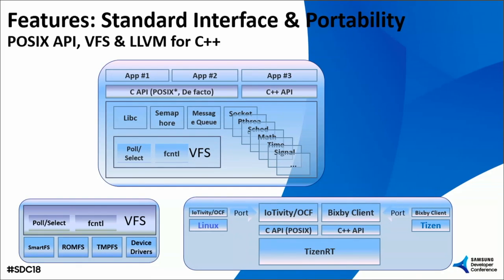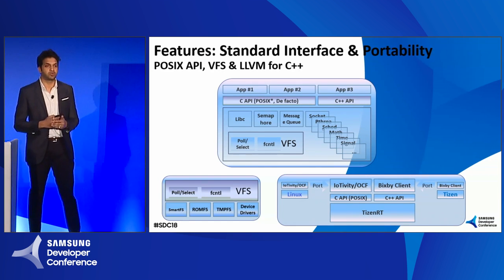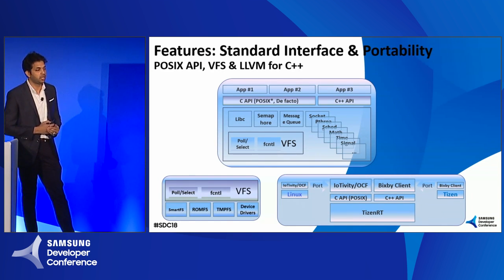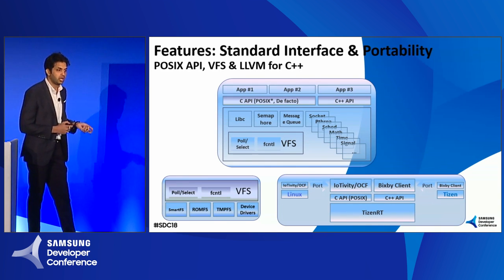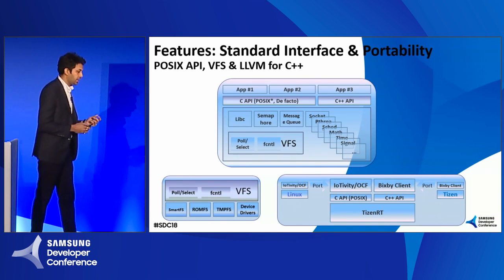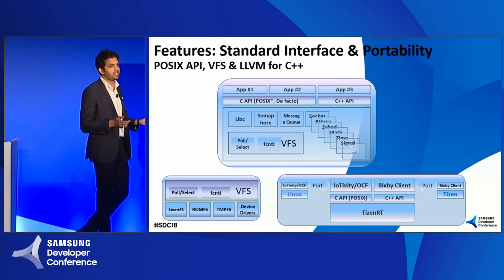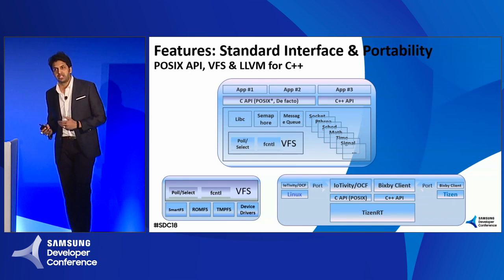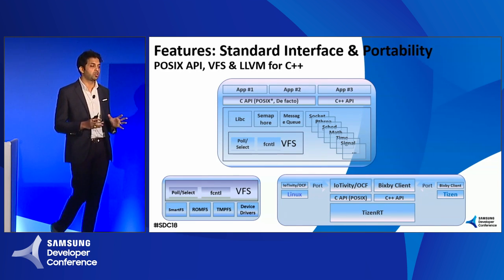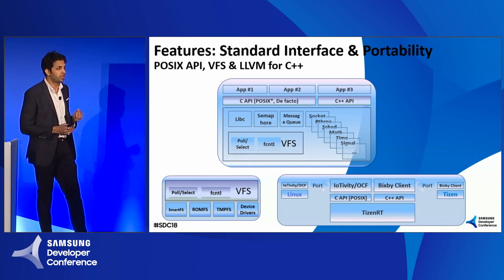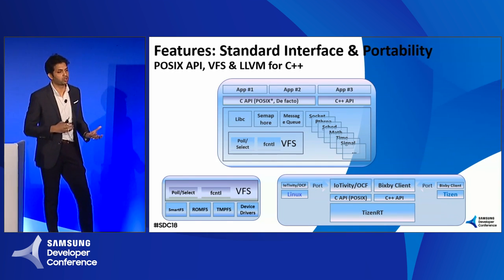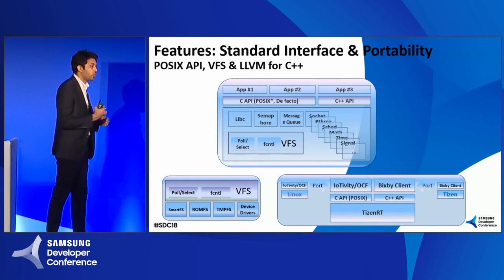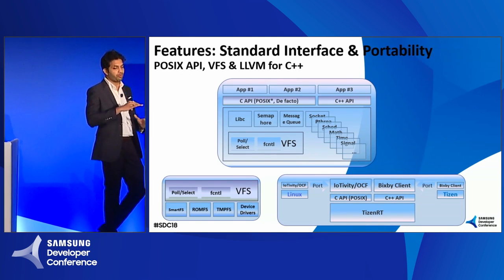Starting with some of the key features, this was one of the key architectural decisions when we started developing TizenRT: we wanted a standard interface and portability, because we knew that this is a very diverse market, and a lot of third-party companies and developers are going to have hands-on different kinds of chipsets. So it is very difficult for each developer or third party, or even for us, to support the porting of this platform onto various kinds of chipsets.